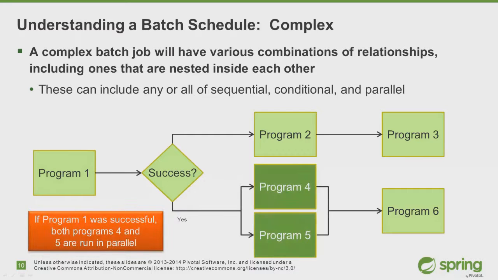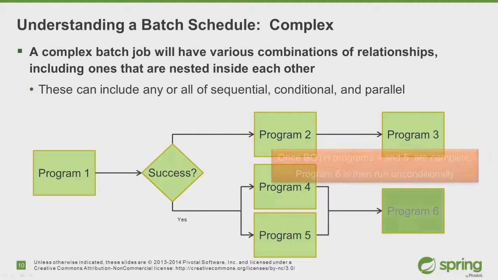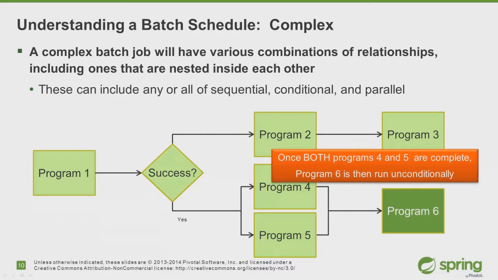And if the program was successful, if program 1 was successful, then programs 4 and 5 are executed in parallel, which means they're both started at the same time. There's no condition with respect to when they end. It's just program 4 and program 5 are both started at exactly the same time. When both of them are through, no matter what sequence they complete in, we will then run program 6 unconditionally.